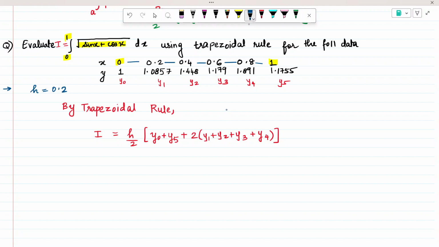How I wrote this, was it clear with everyone? Okay, fine. Let's substitute the values. In place of h, 0.2 divided by 2, in place of y0, 1, in place of y5, 1.1755, 2 times 1.0857, 1.1448, I wrote it wrong here, 1.179 and lastly 1.1891.